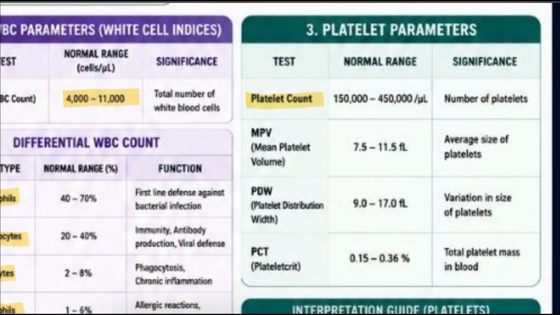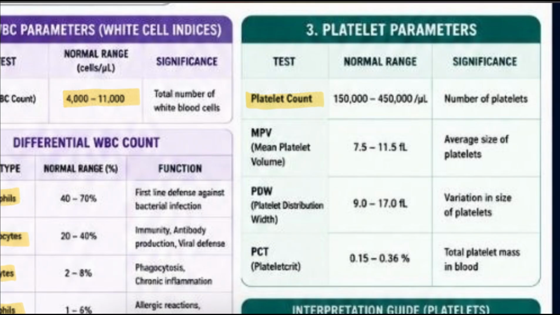This thrombocytopenia we can see in three different causes: one is dengue, then ITP, then bone marrow failure. Next we can see high platelets. High platelets, thrombocytosis, we can see in infection, inflammation, then iron deficiency.